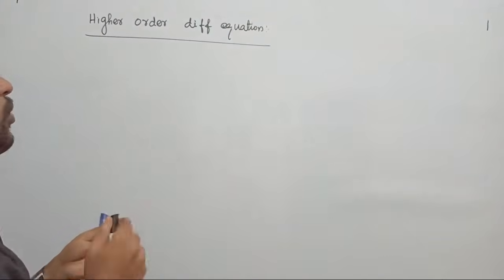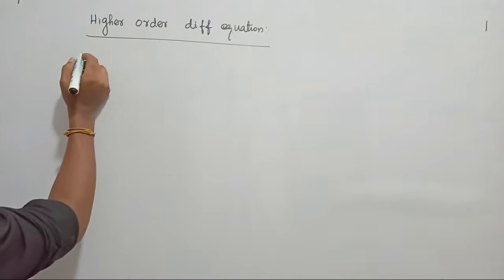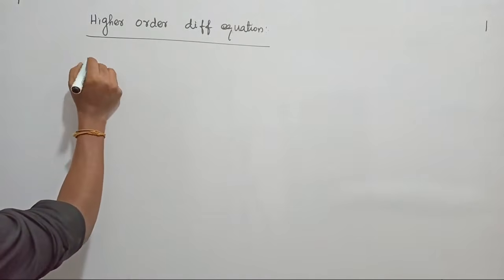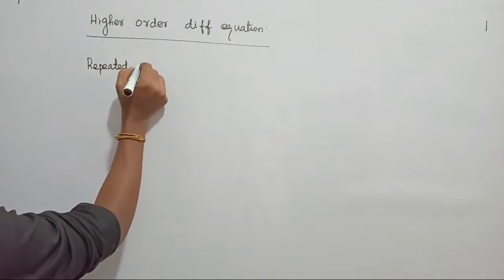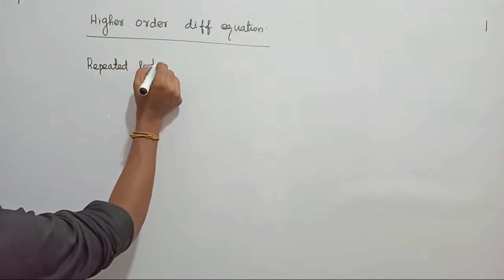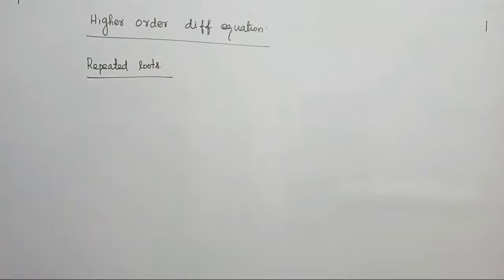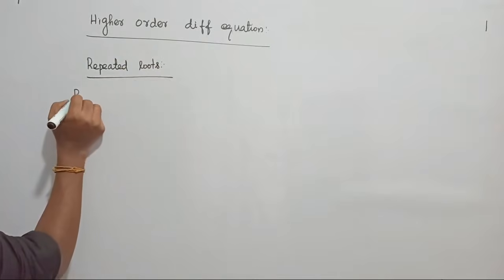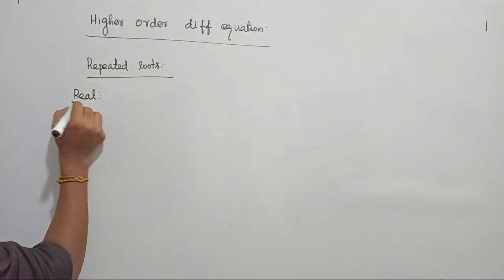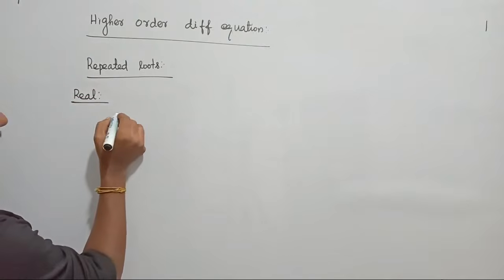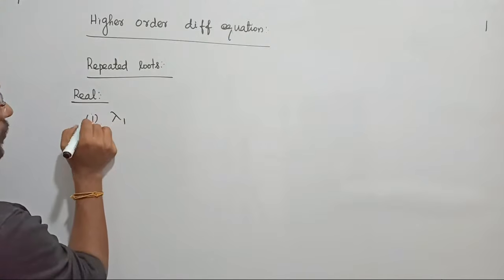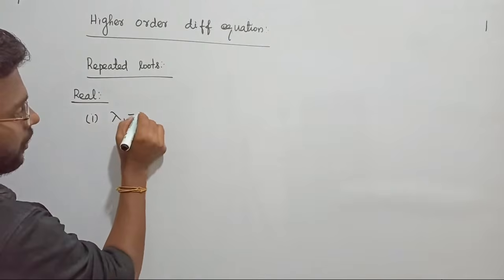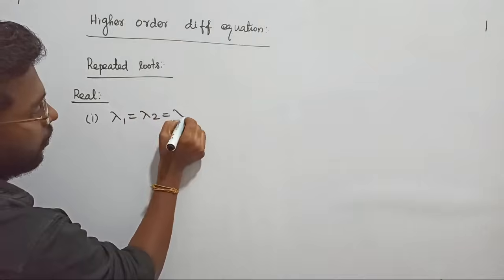Next, what I am going to do is, when we have repeated roots. Now we are looking for repeated roots. Let us take once again, we are looking for the solution of the real part, only real. Only real in the sense, for example, I have two values, lambda 1 and lambda 2. Minimum two values we will consider, both are equal to lambda.